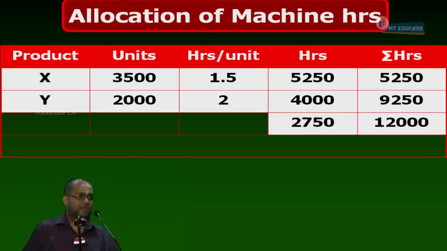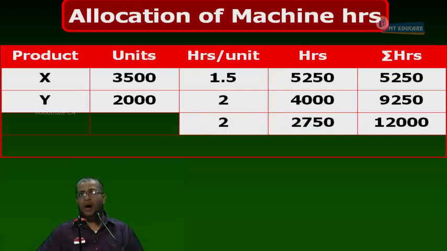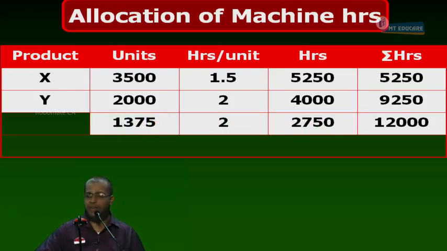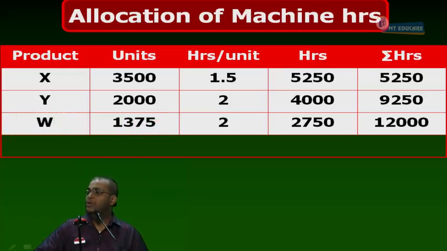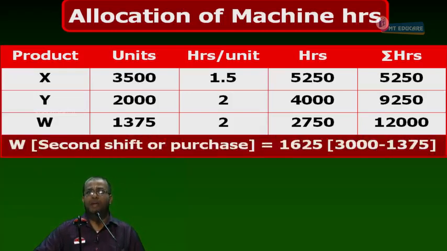2,750. Every W requires how many hours? 2 hours. How many W can be manufactured? 1,375. So I can manufacture 1,375 W. But how much W is required here? 3,000. What is the shortfall? 3,000 minus 1,375. Tell me the number. 1,625. How to meet it here?